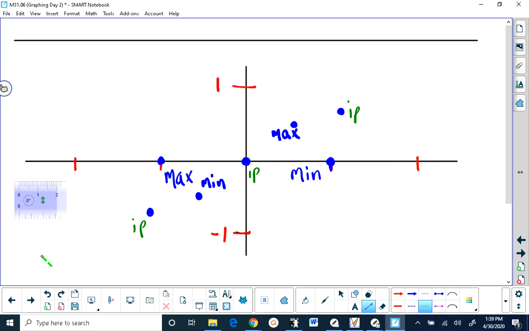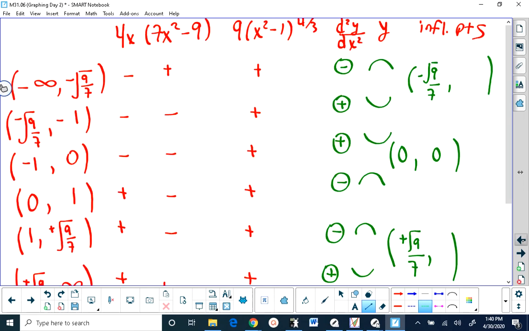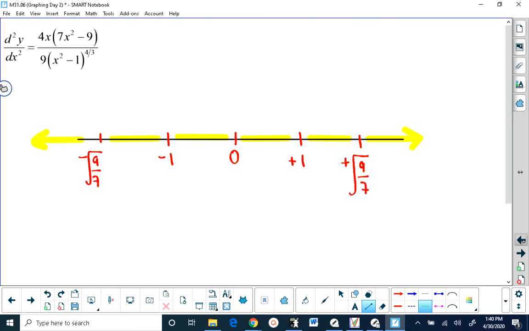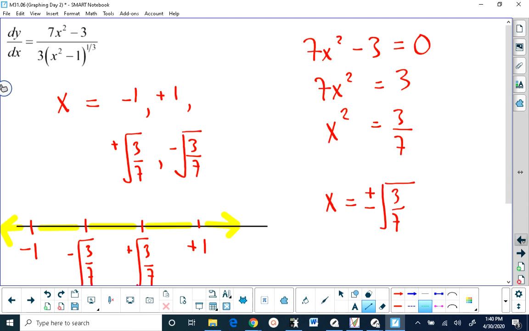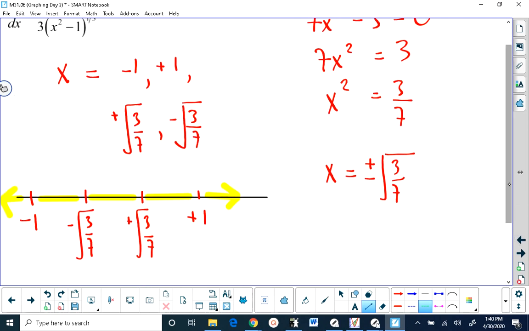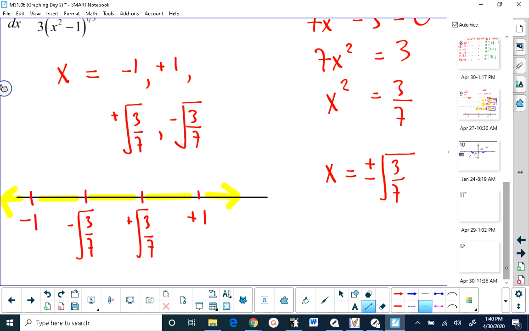What I'm going to do across the top is mark off the critical points of the first derivative. When you go back and look at your first derivative chart, it had critical points of -1, negative root 3/7, positive root 3/7, and positive 1. So I'm going to mark those points off across the top.